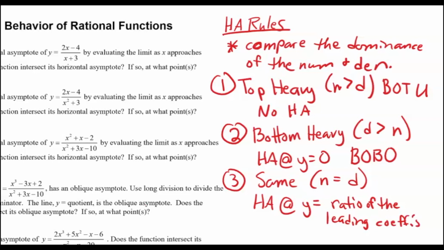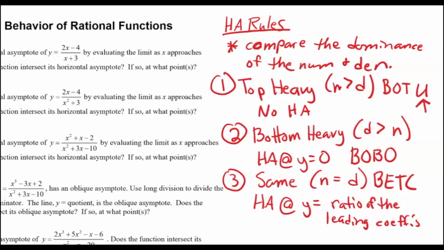Now the acronym for this comparison is BETC, which stands for bottom equals top, use the coefficients. The students really seem to like these acronyms because not only does it tell what is going on with the function, whether it's top heavy, bottom heavy, or same, but it also tells what it is.